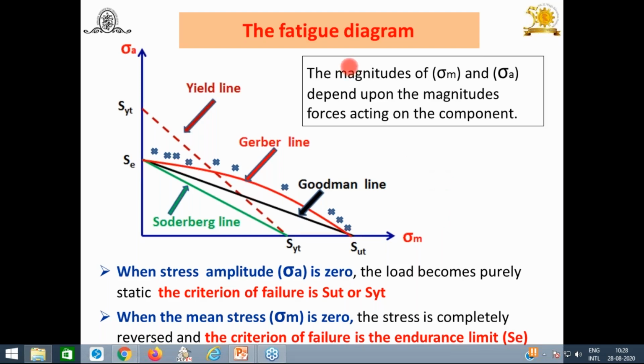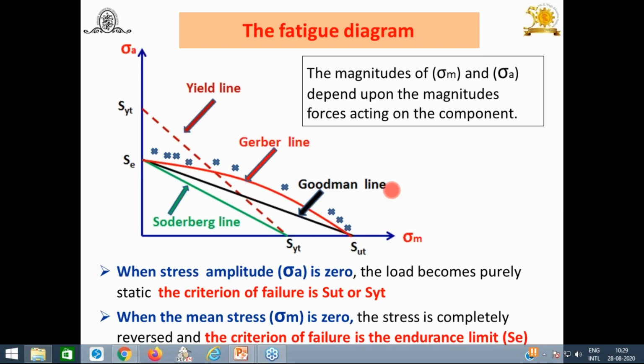What is the criteria? The fatigue diagram is the criteria. But here in the fatigue diagram, we are going to use different lines. One is the Soderberg line, the second one is the Gerber line, and the third one is the Goodman line or modified Goodman line. Try to understand. For that purpose, Soderberg, Gerber, and Goodman provided us different diagrams. By using these diagrams, we are going to solve such a problem.